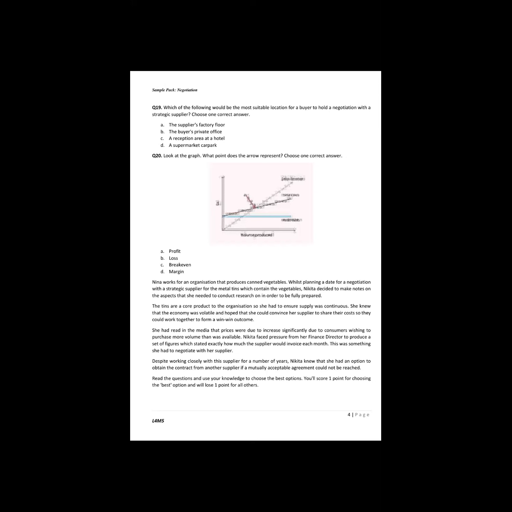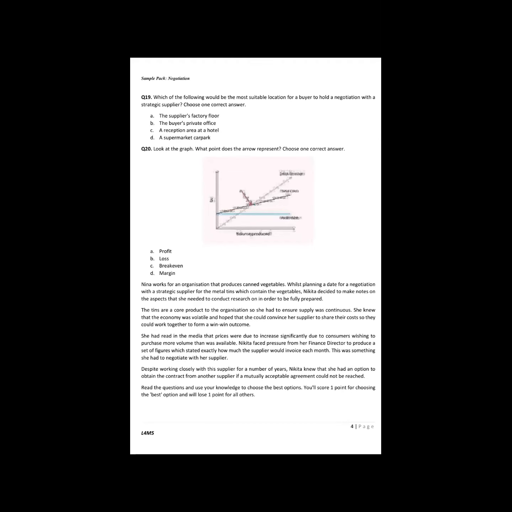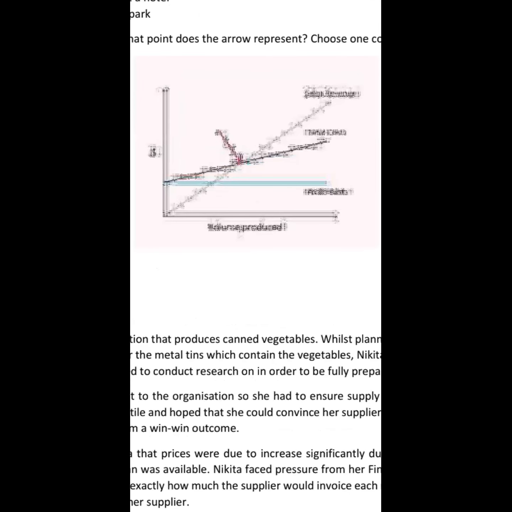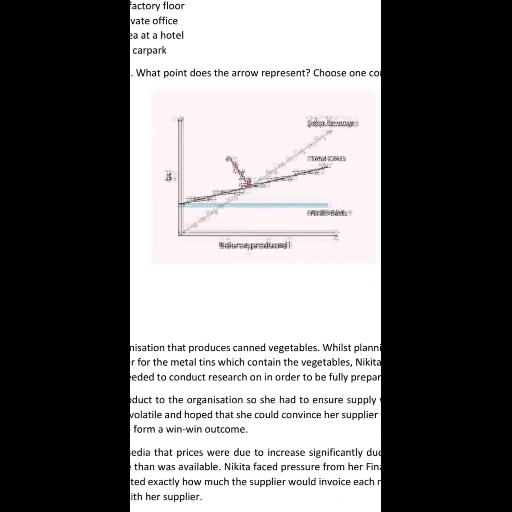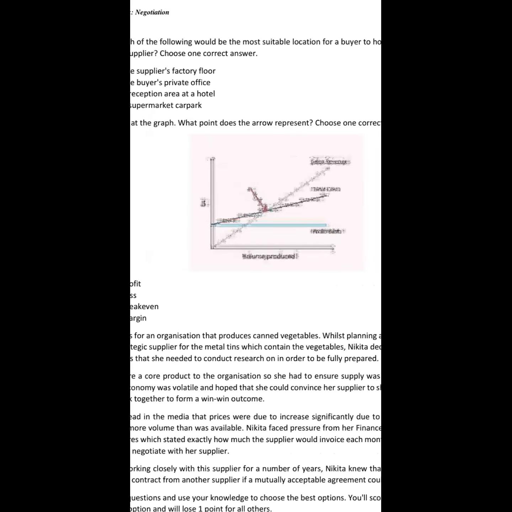Okay, so question 20. Look at the graph. What point does the arrow represent? If you look at the graph, it's not clear enough. But the red line, break-even. Okay, that's the break-even point, where revenue equals cost. That's the equilibrium. Revenue equals cost.